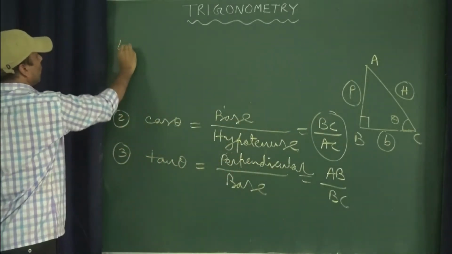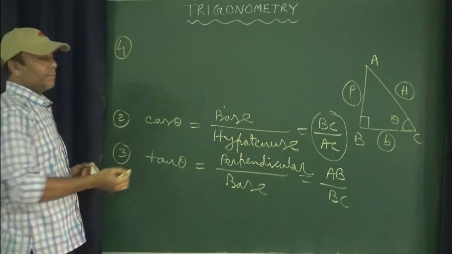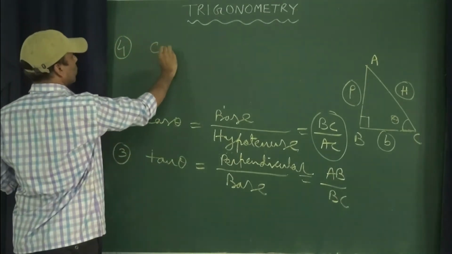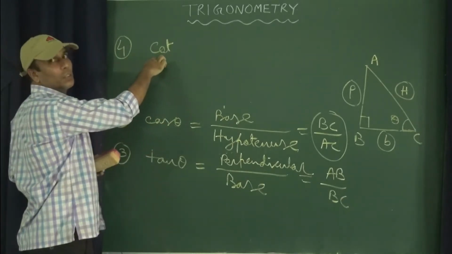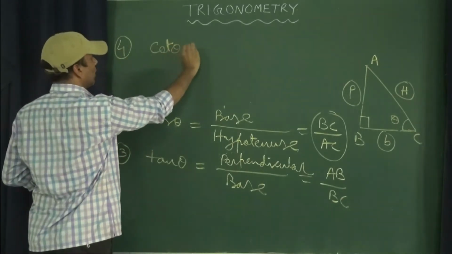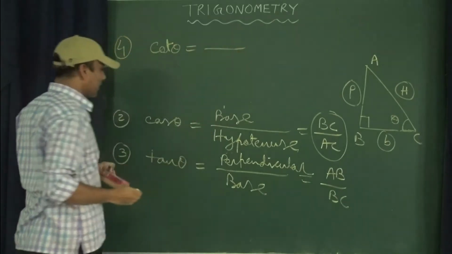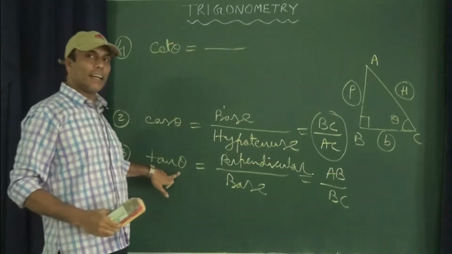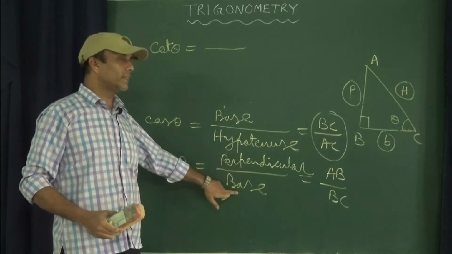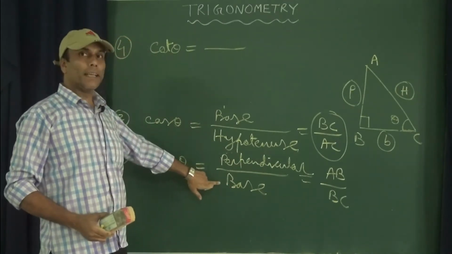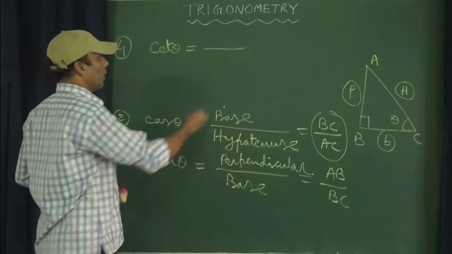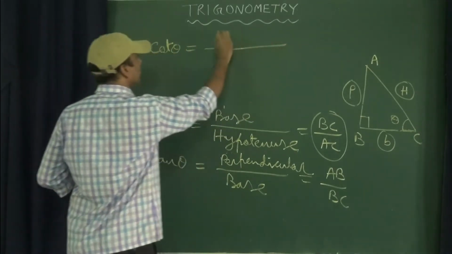Then number 4, cot theta. One is cos theta, and this one is cot theta. Cot theta is the reciprocal of tan theta. Tan theta we have written as perpendicular by base. Now cot theta will be the reciprocal of this, that means base by perpendicular. So we have to write base by perpendicular.